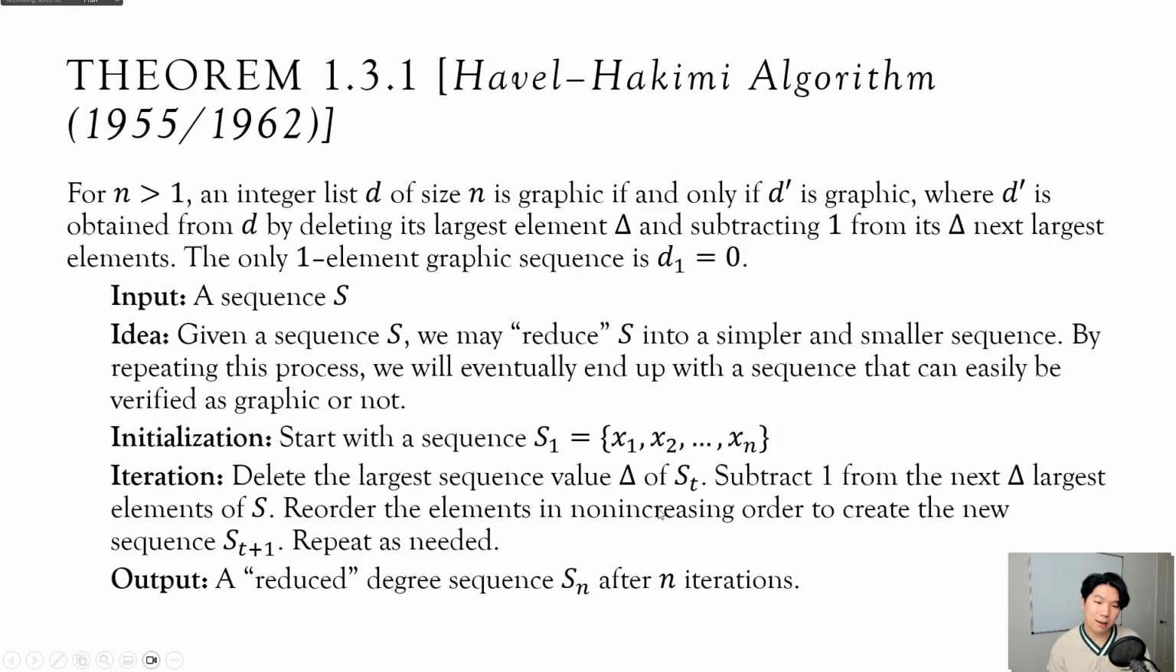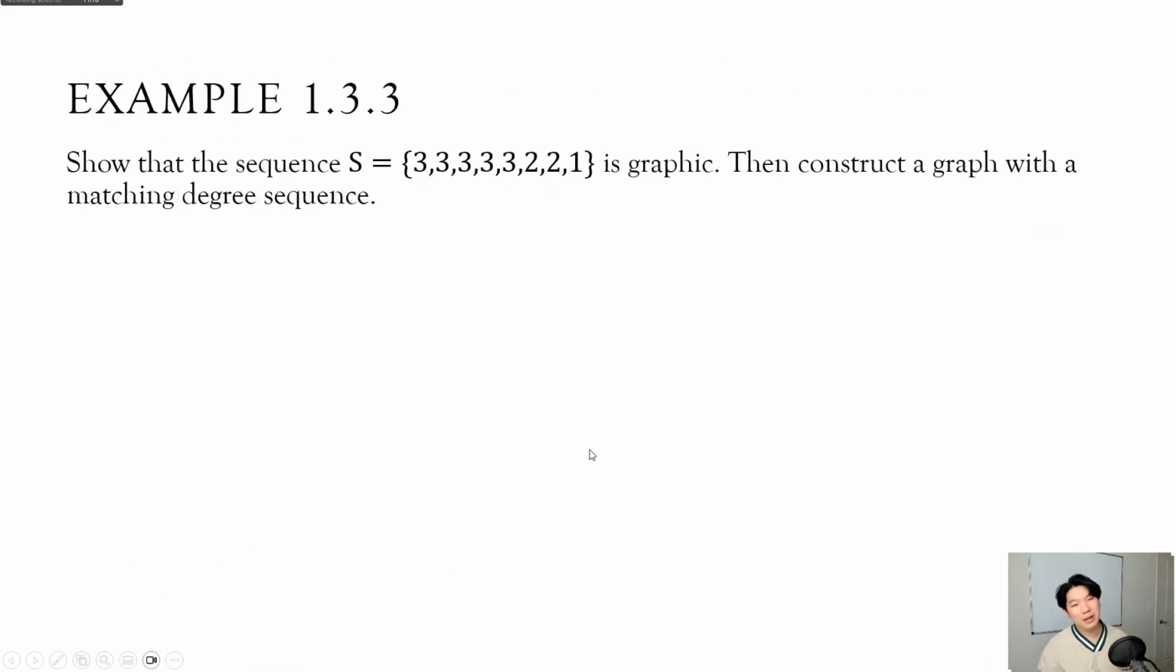Talking about our example, I want to show that this sequence 3, 3, 3, 3, 3, 2, 2, 1 is graphic. That is, I want to verify that it is a degree sequence. Then, if it is a degree sequence, can I make the graph that has this given degree sequence S? In order to do this, I'm going to apply our Havel-Hakimi algorithm, and I'm going to manually process this. If you're a little bit familiar with programming, you could also put this into a computer program and figure out if this is a graphic sequence as well.